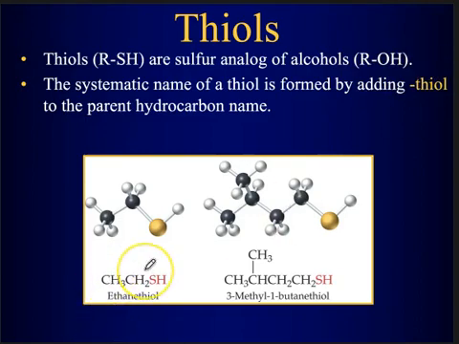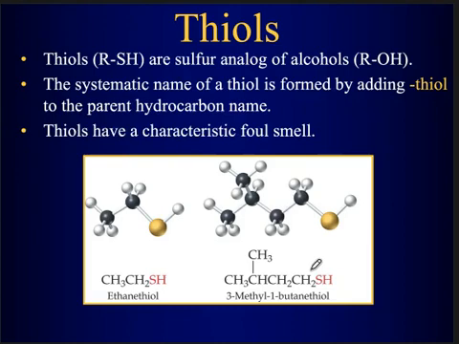So we're just going to name whatever hydrocarbon it is. In this case, I have an ethane, and I've got an SH at the end, so I'm going to put the word thiol. Here I've got a 1, 2, 3, 4, so it's a butane. Notice I have to keep the SH at the 1, so I have to say where that SH is. And then I'm numbering from there, so this is a 3-methyl. So 3-methyl-1-butanethiol.